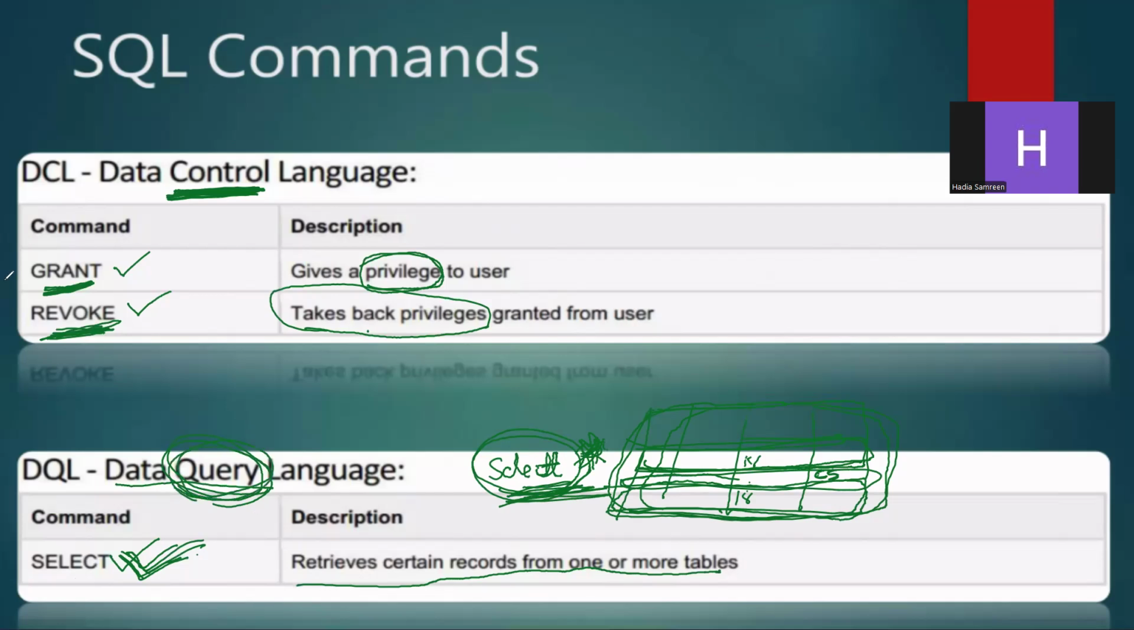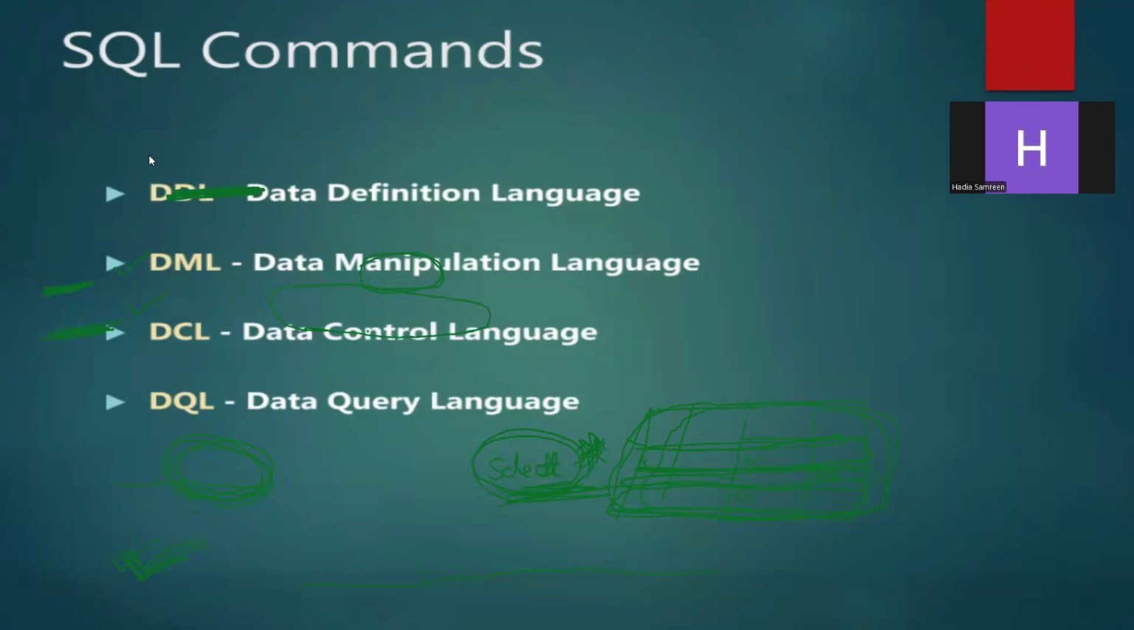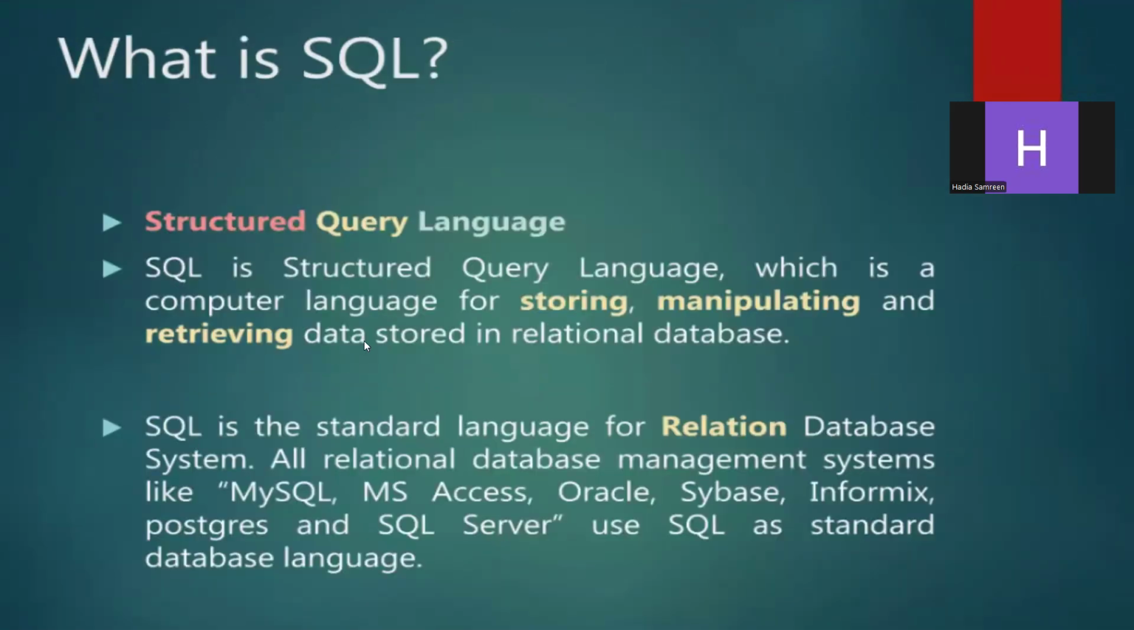So all in all, we have four database languages, that is DDL, DML, DCL, and DQL. And SQL is a computer language so that we can store, manipulate, and retrieve our data stored in which type of database? Relational database.